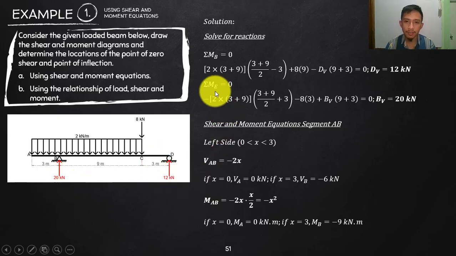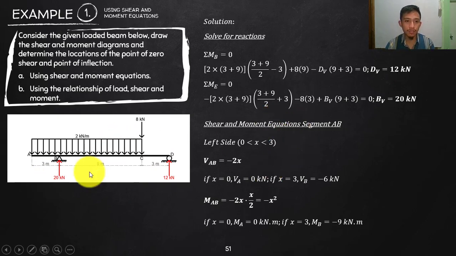Okay. And then you can do summation of moment at E. Do the same. You will end up with dB is 20. And then you can check summation of vertical. So if I multiply this to get the equivalent force, 2 times 12 is 24, plus 8 is 32. 12 plus 20 is 32, which equals the reaction. So that is correct.